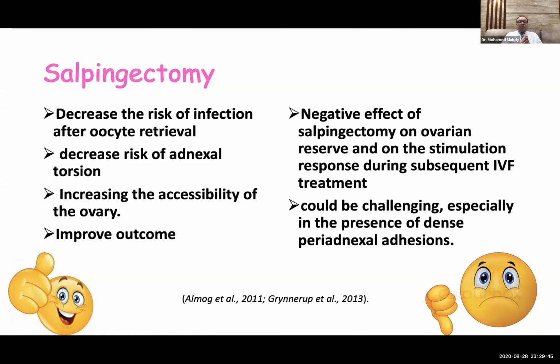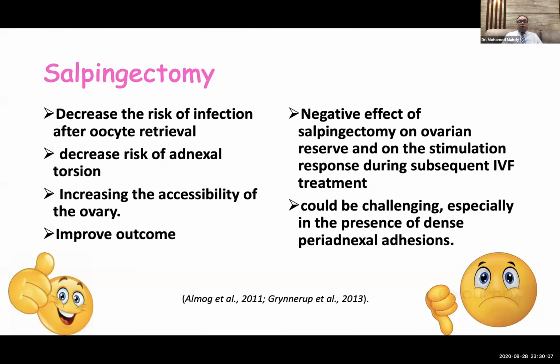Also, it improves the outcome of ICSI after salpingectomy. But on the other hand, what is against? Negative effect on ovarian reserve. So after ovarian stimulation, it may affect the response. It decreases the number of oocytes, the number of embryos, and the cryopreservation or vitrification rate.